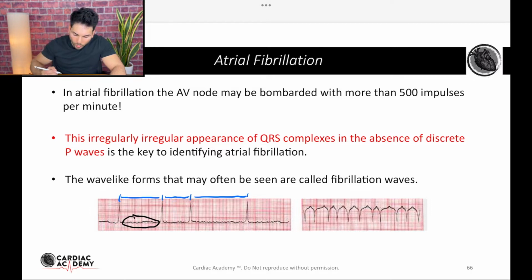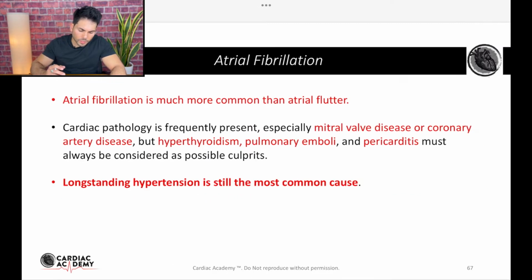In the other example, we can also see this irregular pattern. However, we don't see any fibrillation waves, okay? So A.Fib is actually much more common than A.Flutter, and it's usually caused by either mitral pathology or coronary artery disease, but we can also see it in hyperthyroidism, pericarditis, and PE. But by far, the most common cause is chronic hypertension, all right?